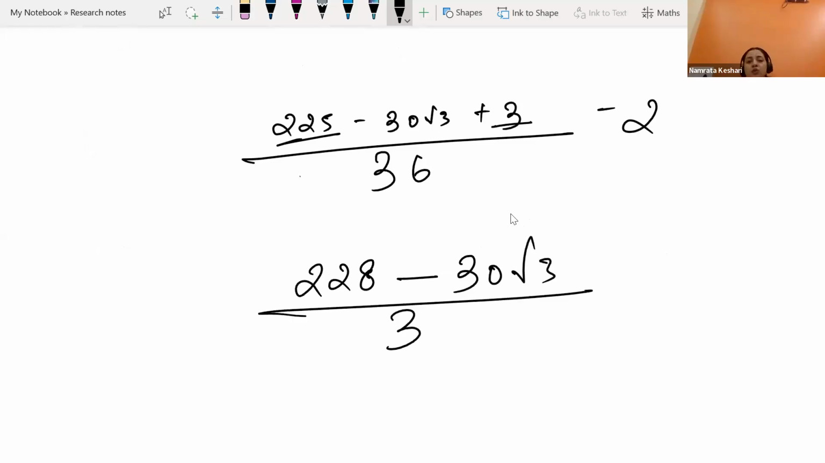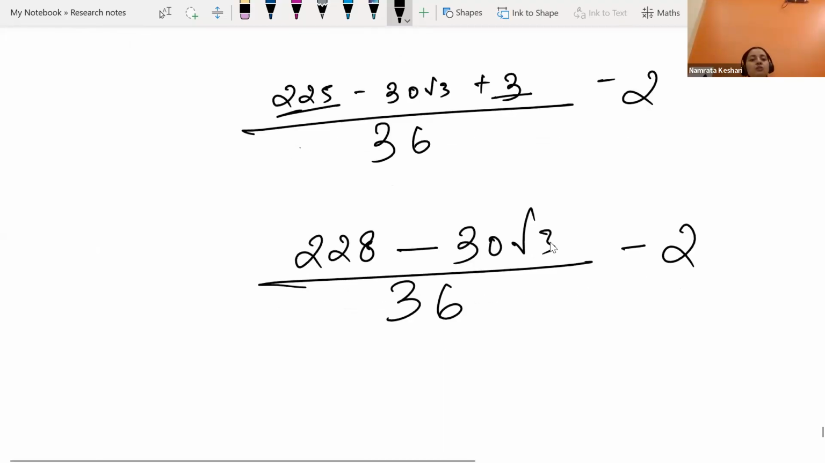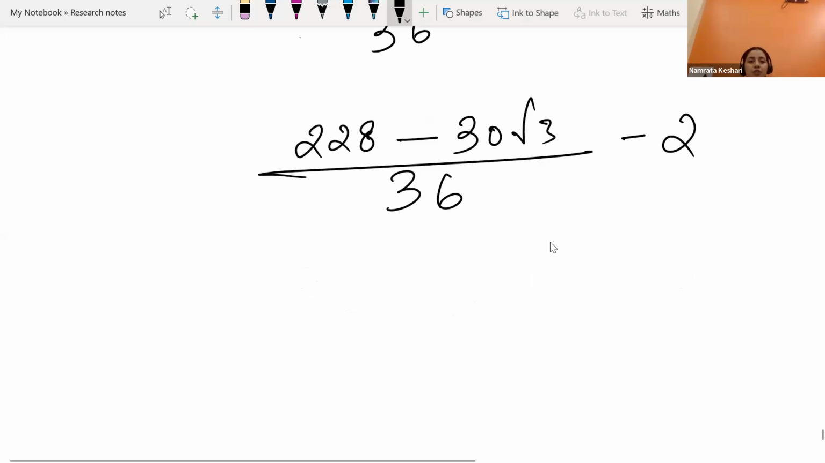If possible, take out a common factor from the numerator, so that at least we can reduce this big number. If we can't do anything else, we can reduce the number by taking the common factor. So we will be taking the common factor from the numerator. Now what is the number which can be taken out as a common factor from the numerator? Please tell me. Such a number which can divide 228 and 30 also. 2 or maybe more than that, any number.